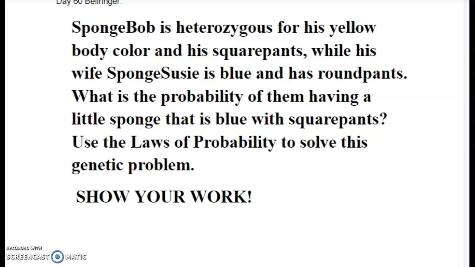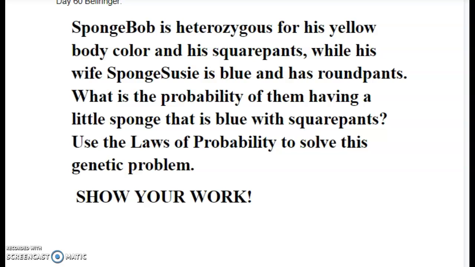Today's bell ringer says SpongeBob is heterozygous for his yellow body color and his square pants, while his wife, Sponge Susie, is blue, so she has the recessive trait, and has round pants, which is also the recessive trait. So what is the probability of them having a little sponge that is blue with square pants? Use the law of probability to solve this genetic problem.